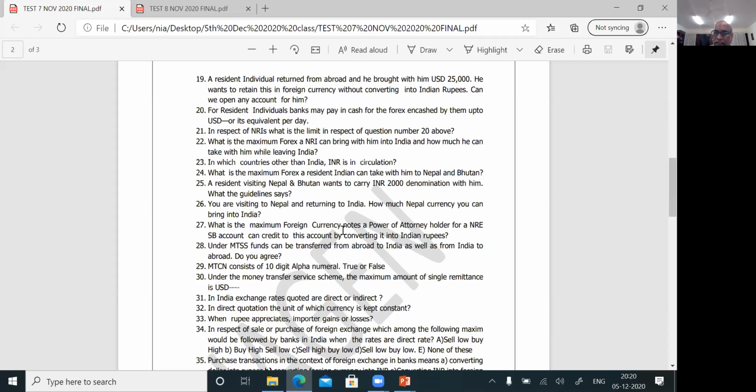What is the maximum foreign currency? Very important question. What is the maximum foreign currency notes a power of attorney holder for an NRE SB account can credit to this account by converting into Indian rupees? So an NRI will be having an NRE SB or NRO SB, whatever it is. All the foreign inward remittances, if he wants to convert, you will convert and credit to his account. Suppose when he visits India for a temporary visit, he will bring with him some foreign currency notes, or he may bring FDDs, or foreign traveler checks. Those things can be credited to his account by converting.